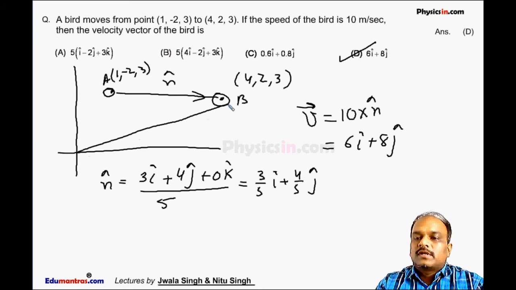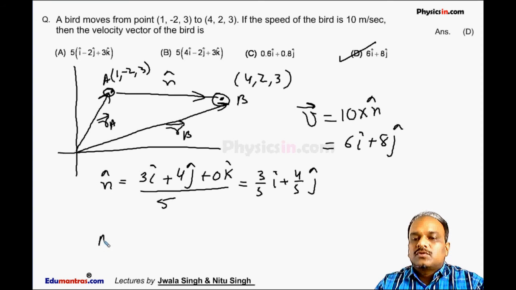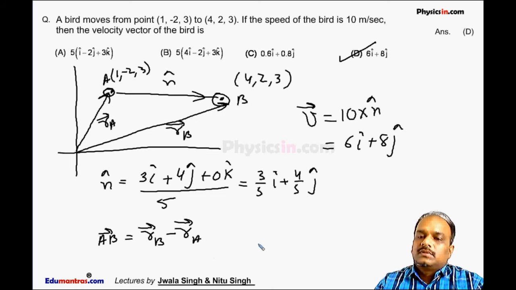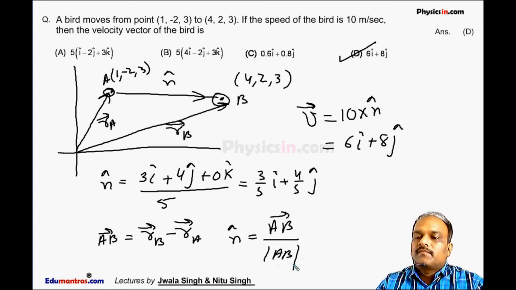We can draw a vector like this. This is RB, this is RA. So we can say vector AB is equal to vector RB minus vector RA, and n cap is vector AB divided by mod of vector AB.